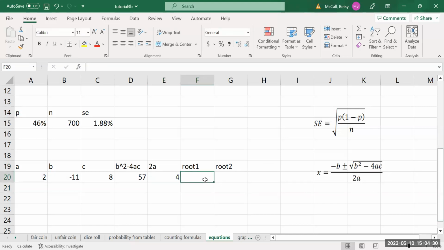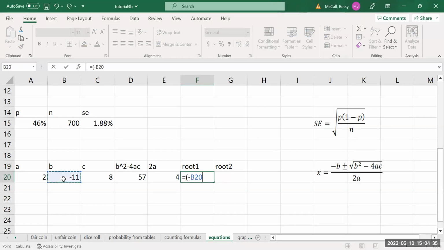And then all I have to do is for root 1, minus b plus the square root of 57 divided by 4. I haven't broken it up enough in order to have no need for parentheses, but instead of having lots of embedded parentheses, I can sort of manage the number of parentheses that I have to worry about.